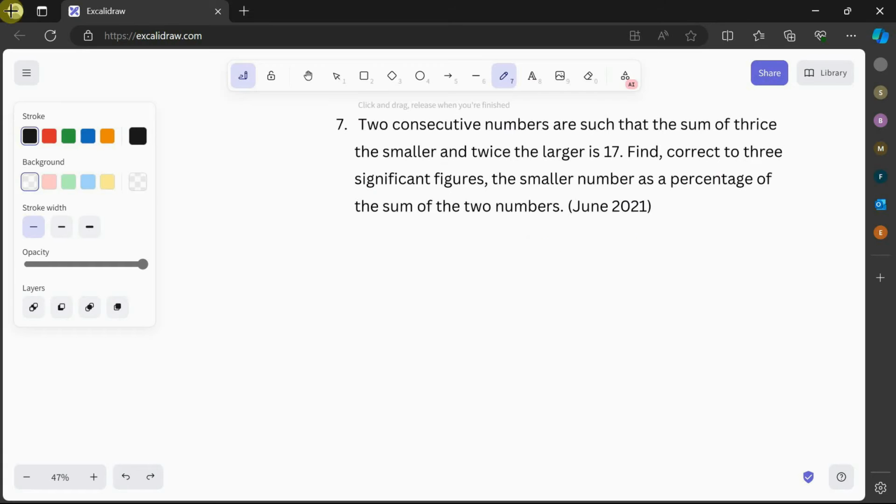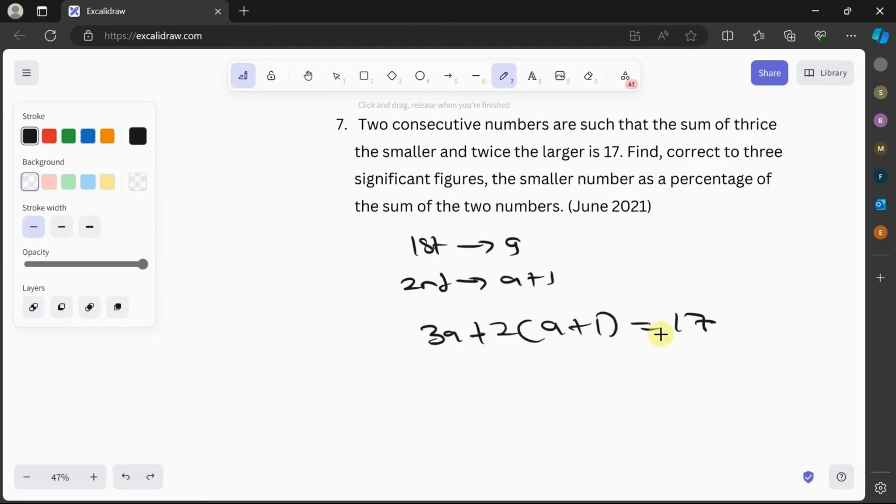So we said 2 consecutive numbers. So let's say the first number is A. That means that the second number will be what? A plus 1, because they're consecutive. Now it says the sum of thrice the smaller one, which is A, so that is 3A, plus twice the larger, so 2 times the larger one, which is A plus 1, is what? 17.